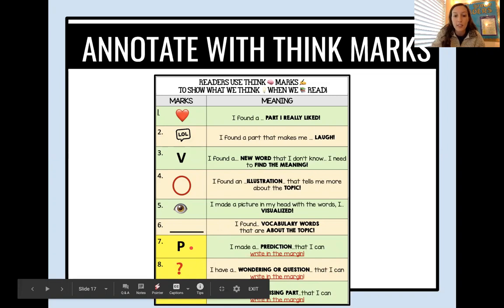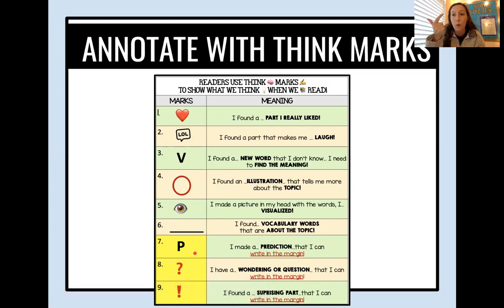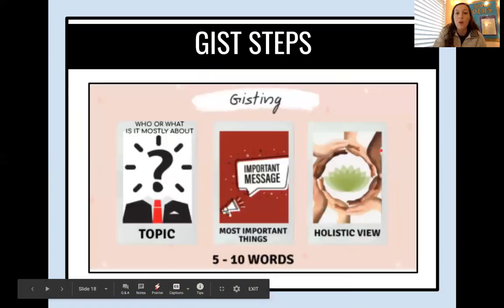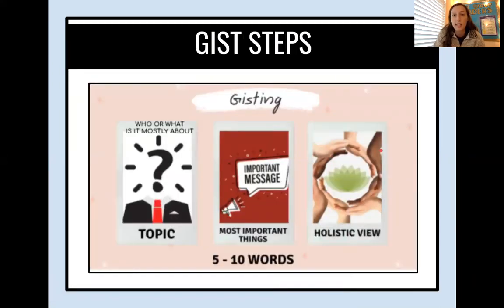Now, these last three in yellow are important because if we make a prediction, if we ask a question, or if we find a surprising part, we want to make a note or write down what that was in the margin or in this blank part of the page. We use those think marks to help us annotate, and we annotate to find the gist.